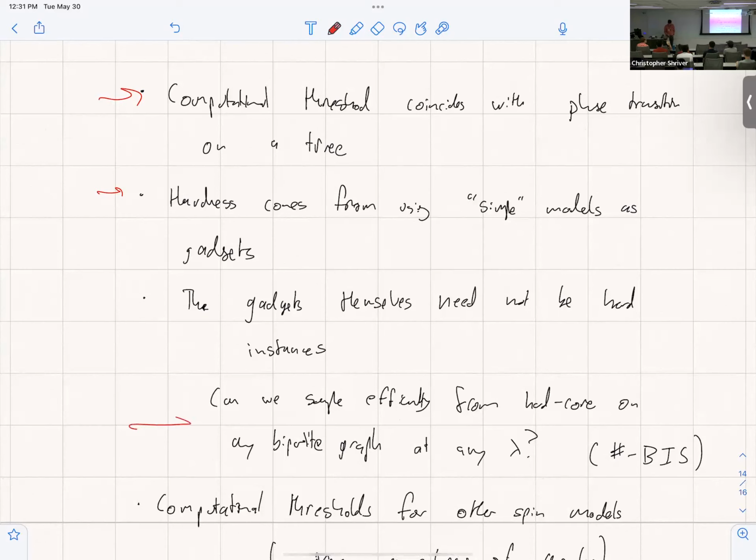And a great open question is, what about sampling from the hardcore model on a bipartite graph? Can you do that for all bipartite graphs and all lambda? The construction we just did, this H graph with the gadgets, is not bipartite. Okay. So actually, this is a big open question, and it's called sharp BIS, bipartite independent set. And that's unknown. We don't know.